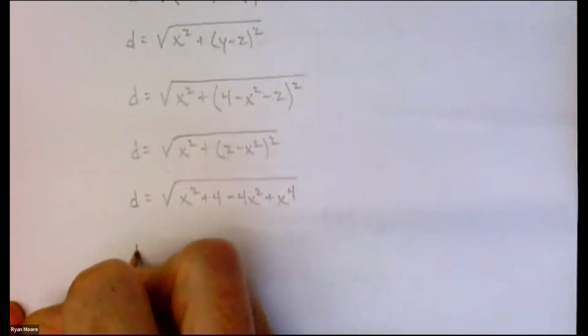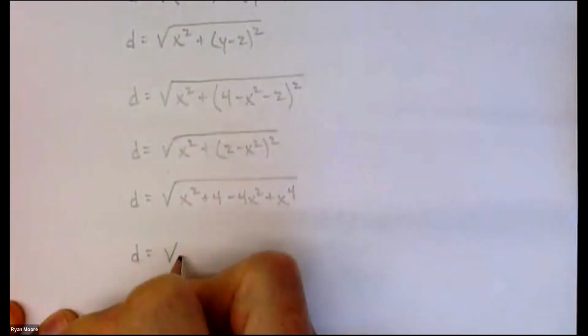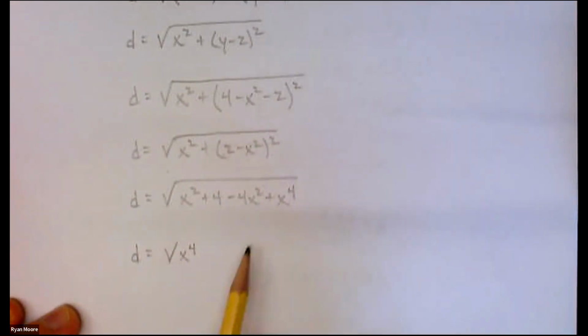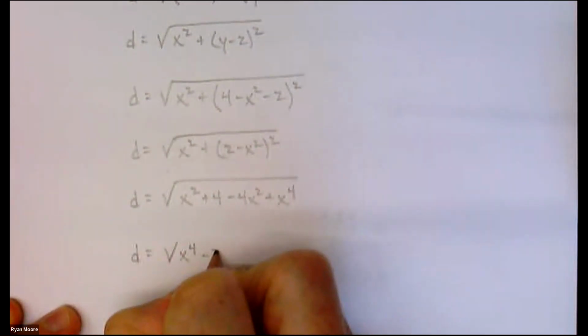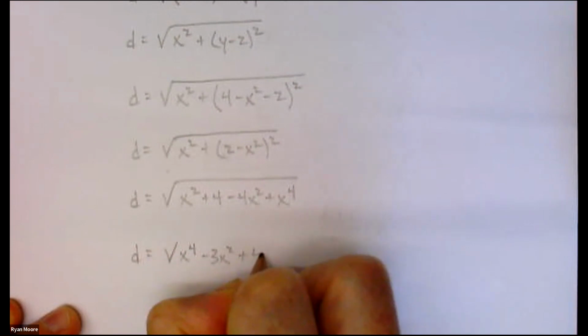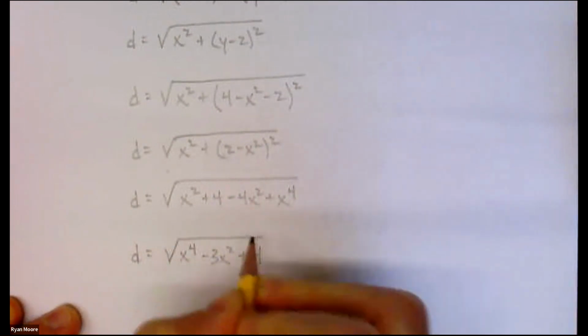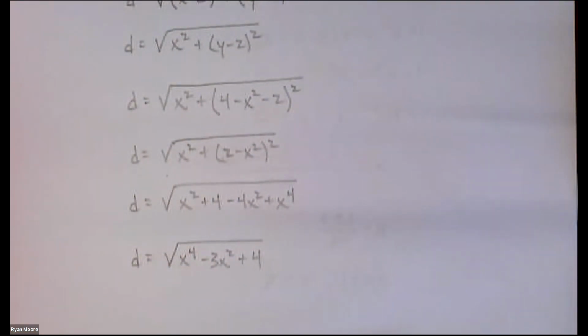Okay, and then finally, combining, x to the 4th minus 3x squared plus 4 with the square root. Excellent. Looks good. We got our distance just in terms of x, simplified. Okay.